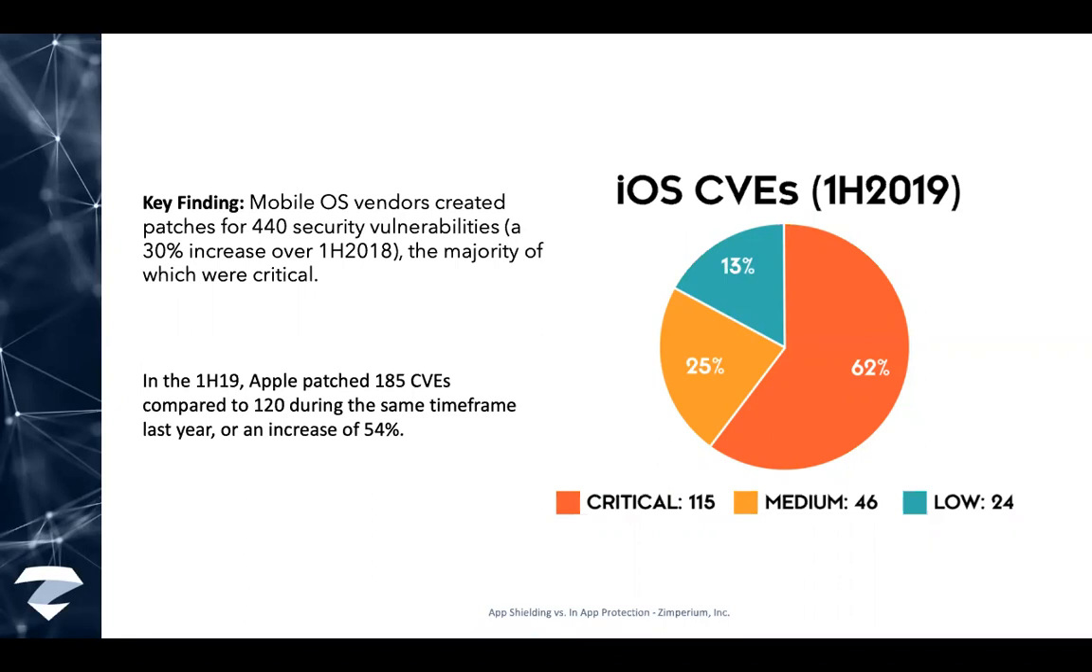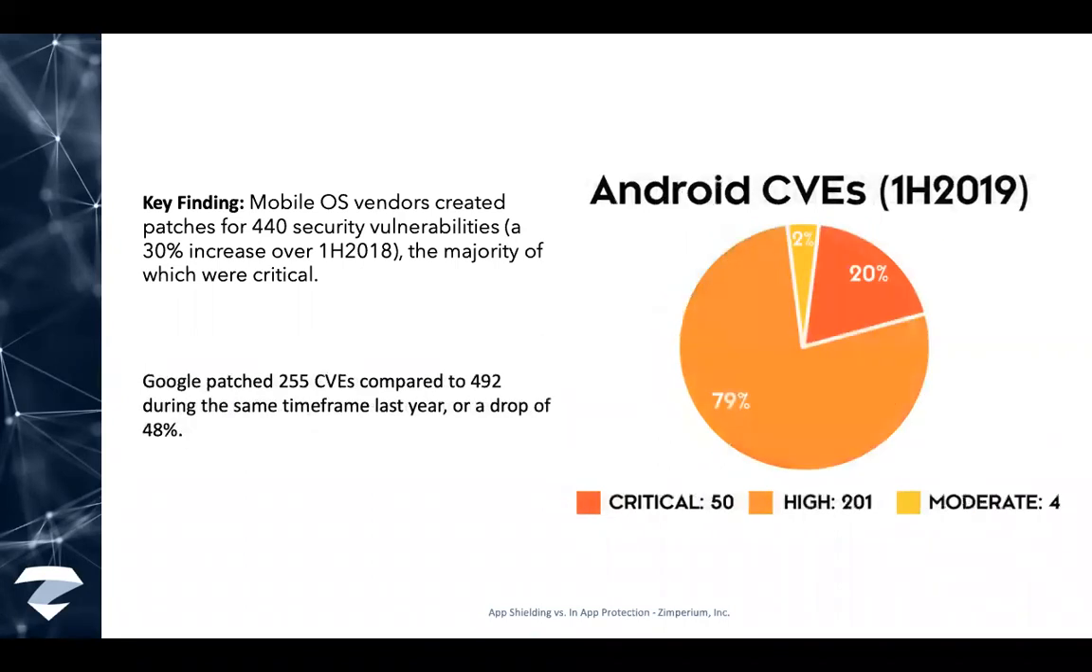At the same time, the apps you build are vulnerable as well because they reside on top of this operating system. In Android, it's the same story. Google patched 255 CVEs compared to 492 during the same time frame last year. So this actually decreased, but the number of high and critical CVEs is still significant. There were 50 critical CVEs repaired in Android over the first half, and 200 high. The difference here is that a critical CVE is, again, remote execution or remote manipulation. High is local. So I can still manipulate your device, but I have to do it locally versus remotely.